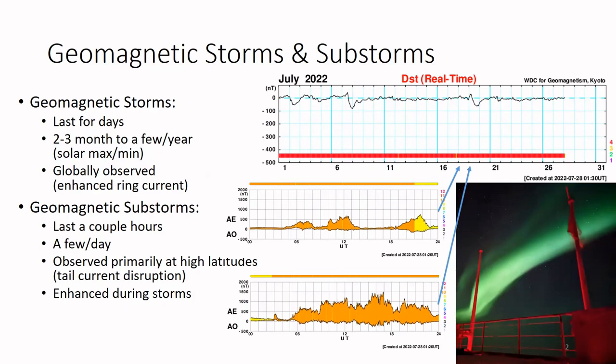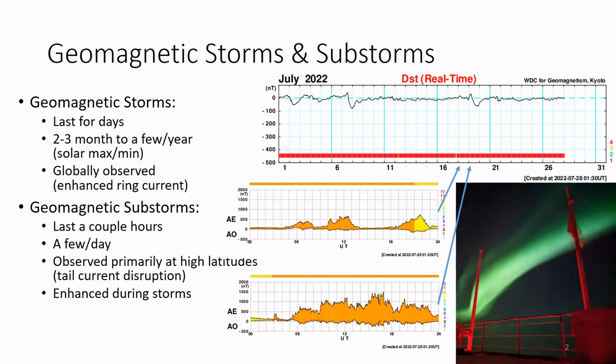Whereas geomagnetic substorms, they're substorms, right? So they're not as intense, or rather, they're not as pronounced, right? They don't typically have a global signature. They're much more localized. They are much more frequent. So they happen, like I said, a couple of times per day. And they are most well observed at higher latitudes.